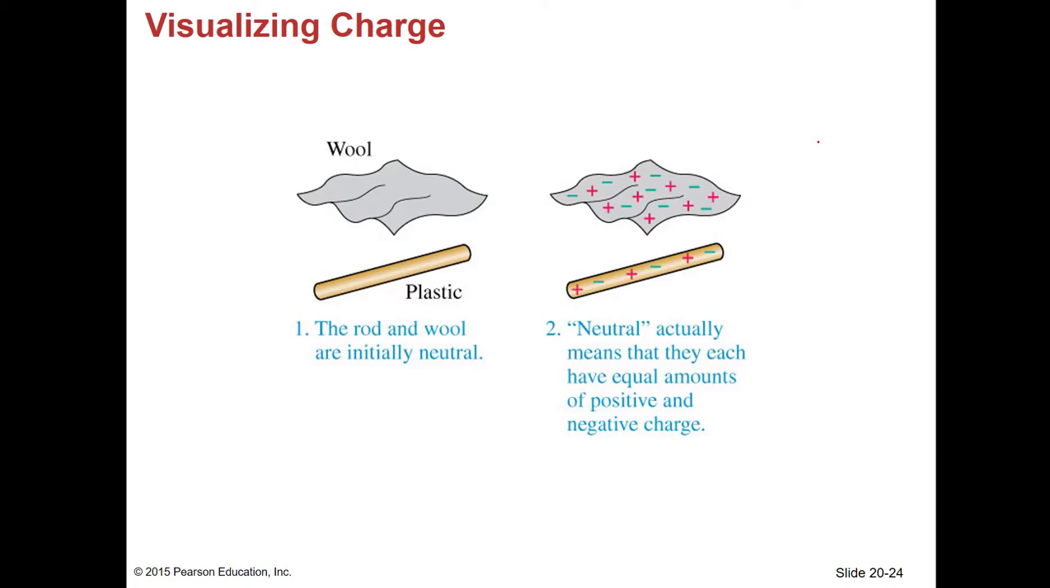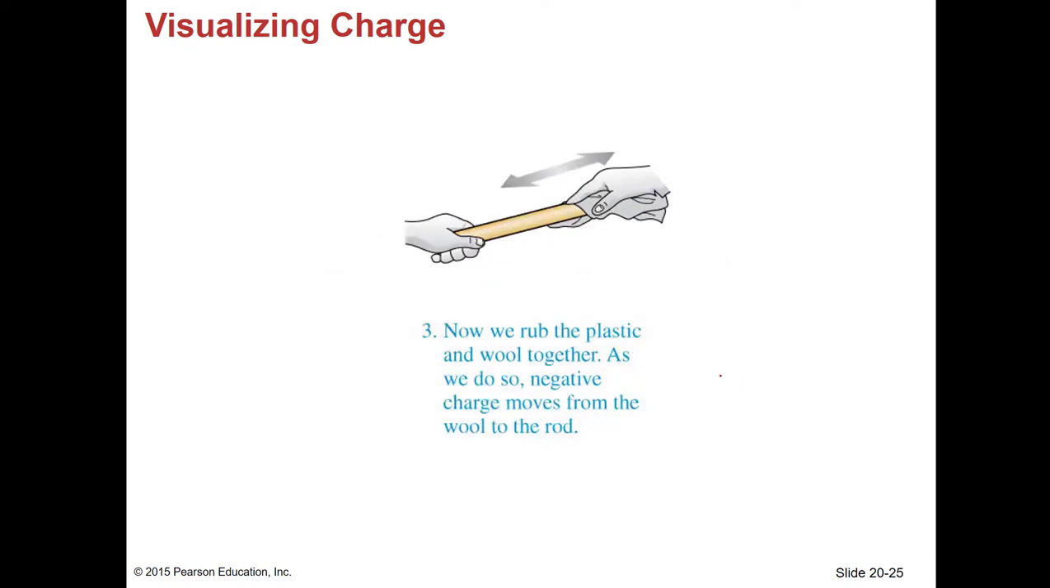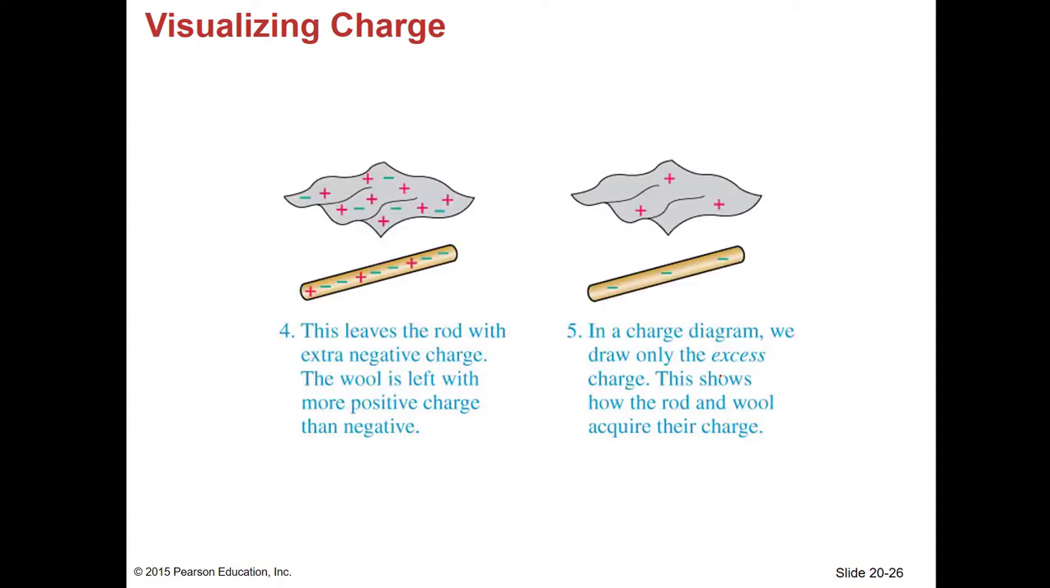So let's sort of summarize what we have here. In the beginning, the wool and the rod are initially neutral. Neutral does not mean no charge, it means equal amounts of positive and negative charge. Now, when you actually rub these together, negative charge moves from the wool to the rod, and that's the charge carrier, again, that's more easily movable. And what you end up with, more negative here on the rod, more positive here on the wool.